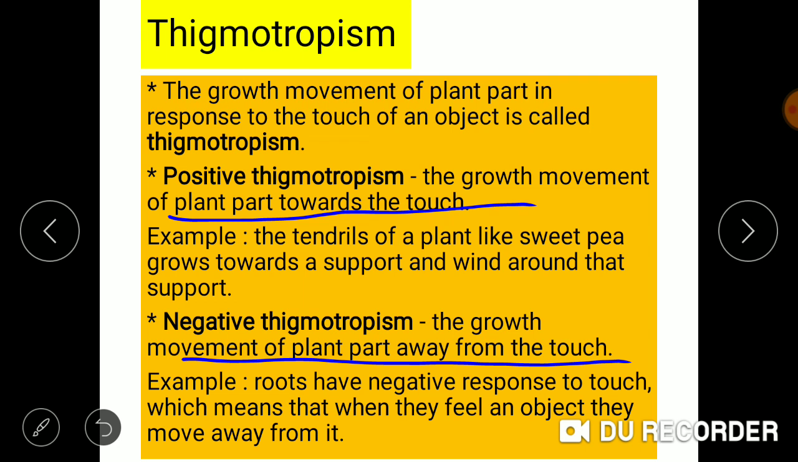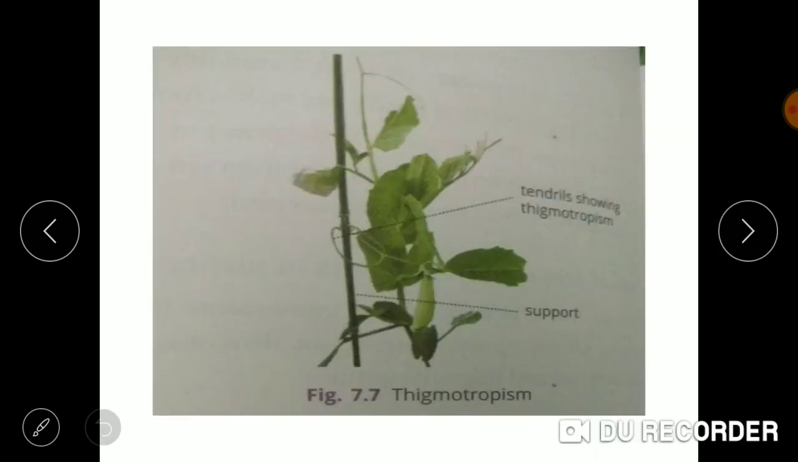Now the example of positive thigmotropism is a tendril of plants like sweet pea, like vine plant. So here we have taken the example of the pea plant. The pea plant has tendrils. As soon as these tendrils come in contact with any support, as soon as they touch the support, they start coiling themselves in the direction of that support. Hence, they show positive thigmotropism.